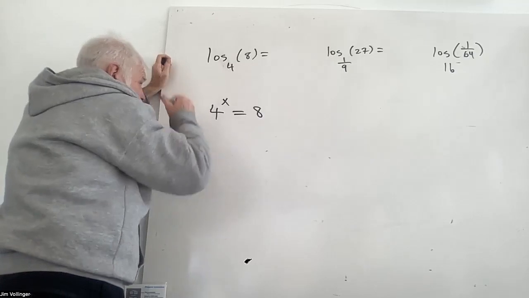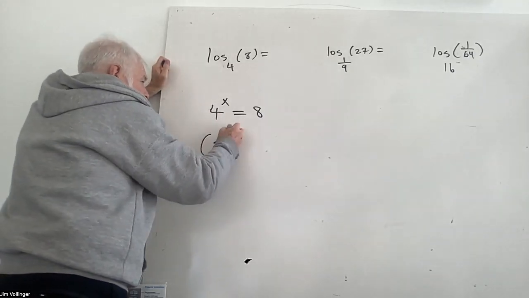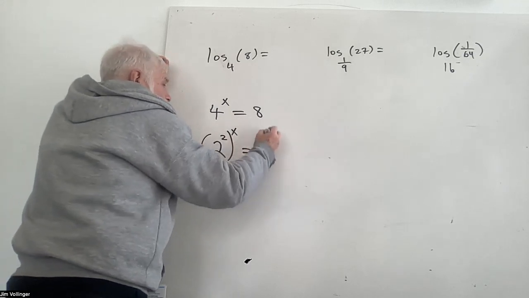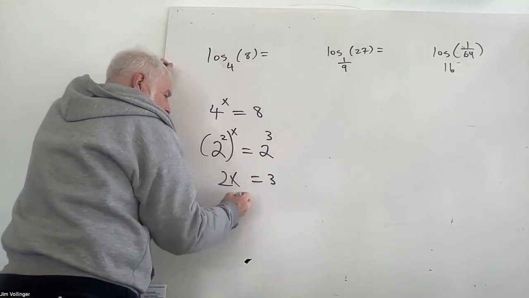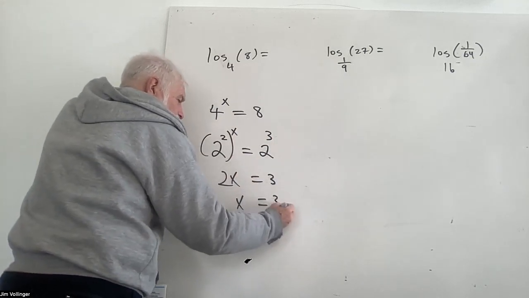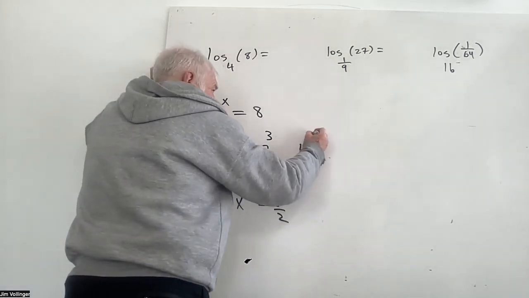Multiples of, well, exponentiation base 2. So this is 2 to the 2 to the x equals 2 to the 3. Rules of exponents, 2x equals 3. Therefore, x equals 3/2. So on the side here, I will look and see if that answer makes sense.